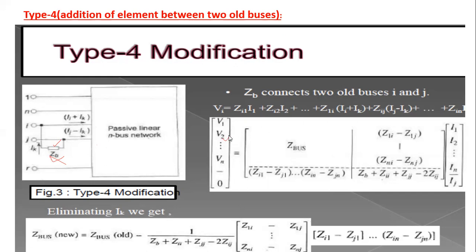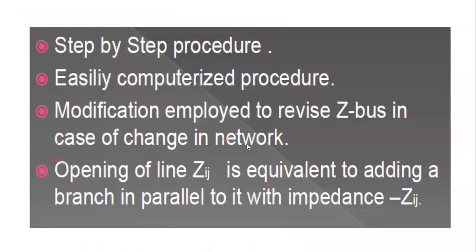Therefore, we can write down the Z-bus new matrix, that is Z-bus new is equal to Z-bus old minus 1 by (ZB + ZII + ZJJ - 2ZIJ) into the column vector Z1I minus Z1J, and so on, ZNI minus ZNJ, into the row vector ZI1 minus ZJ1, and so on, ZIN minus ZJN. Okay, this is the type 4 modification.